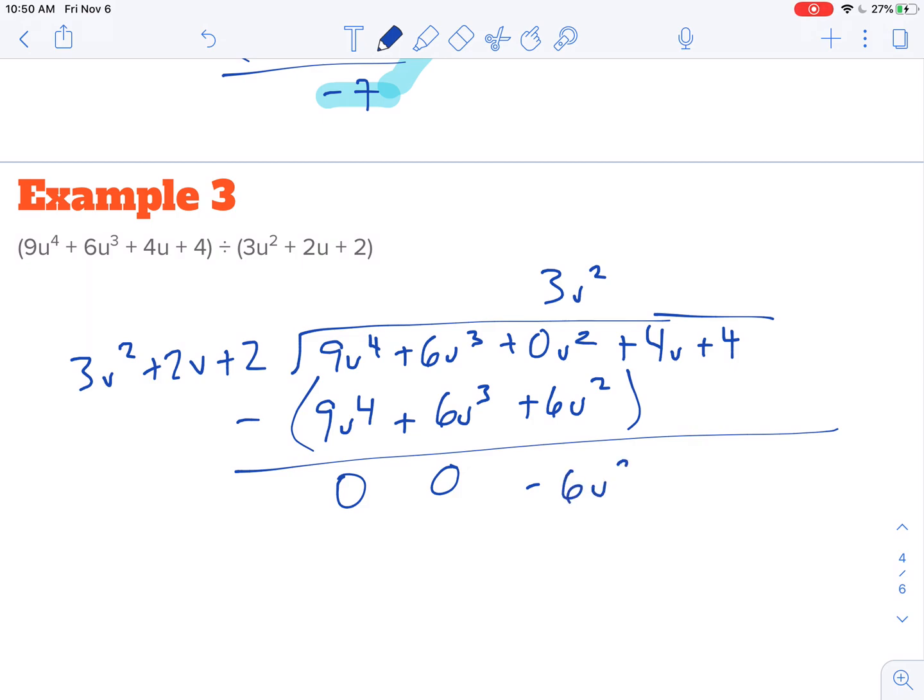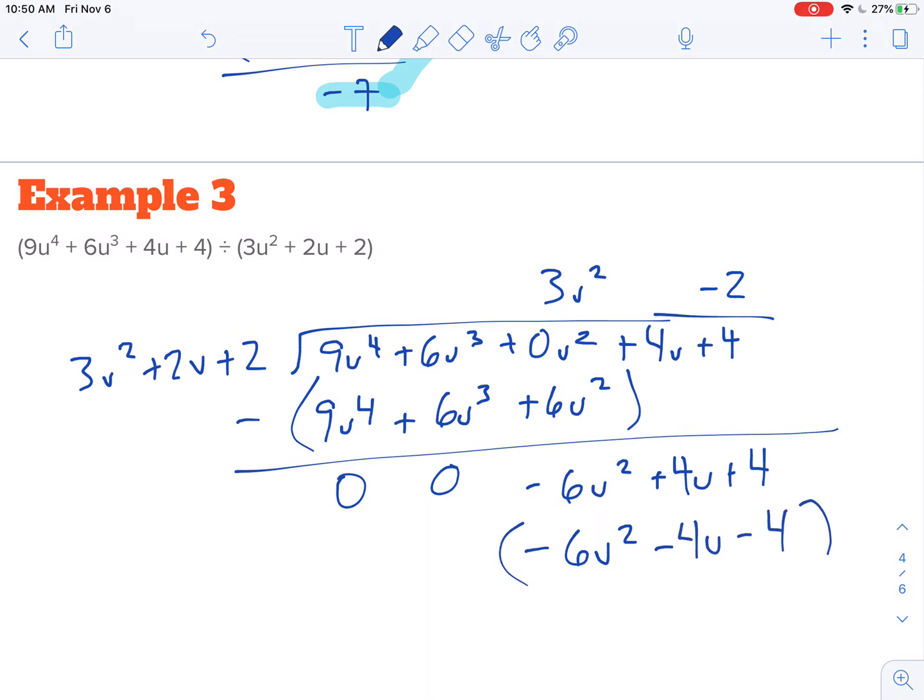Negative 6u squared plus 4u plus 4. So now, I don't have to multiply by any u term, because if I multiply u by 3u, I get 3u cubed. I've already eliminated my cubes, which is nice. So now I have to multiply this entire thing by negative 2. So I've got negative 6u squared minus 4u minus 4.